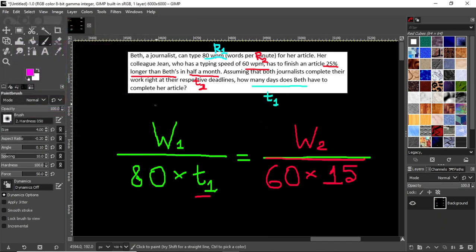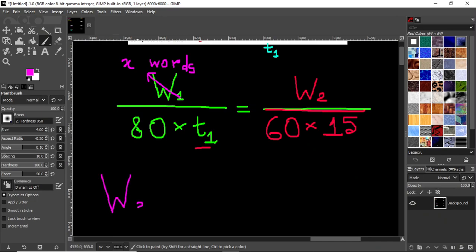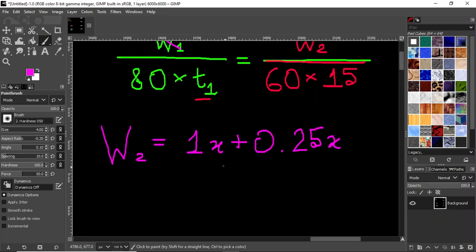And this is what I was talking about before. Now suppose Beth's article is X words long. So W1, you could also say that this is X words. And it said that Jean's article is 25% longer. So if we do it for Jean's, we have 1x plus what? 25% or 0.25, 0.25 into x. It's 25% longer, so that's why the plus. And we get that Jean's article will have 1.25x words.